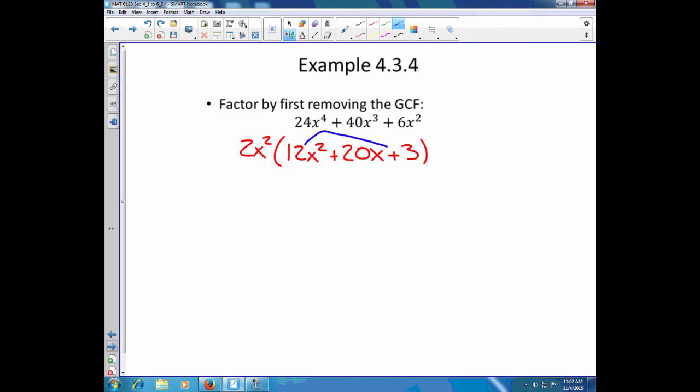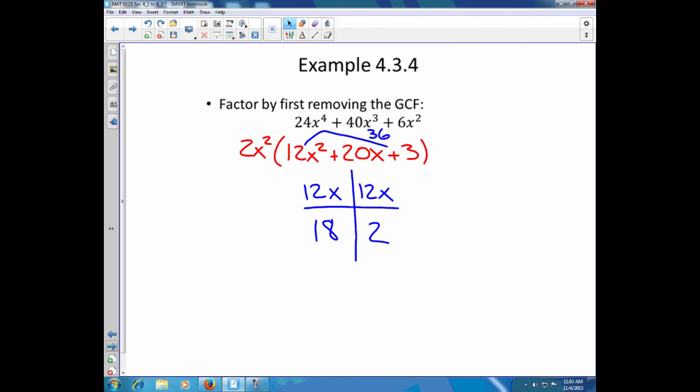12 times 3 is 36. And so we're going to make ourselves a box. 12x and 12x. We now need two numbers that multiply to give you 36 and add to give you 20. So 18 and 2.